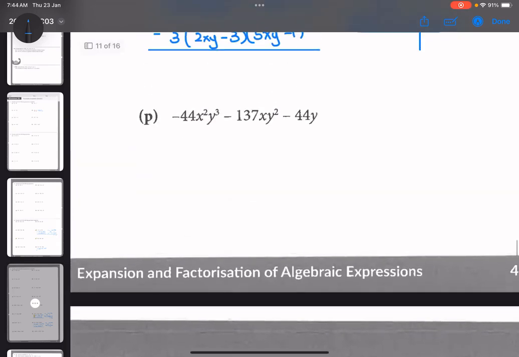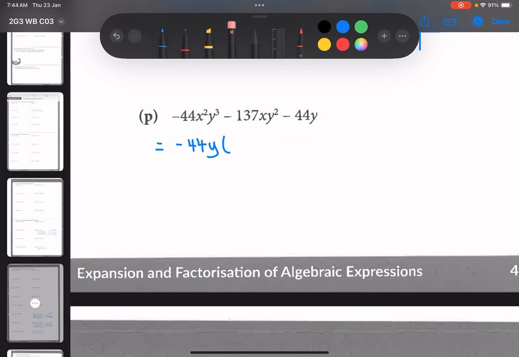Let me check. Yeah, take out 44. Take out negative 44. Take out negative 44y. Then you have an x squared plus 2x. Okay, yep, can. Sorry, forgot my y square. This one will be x squared y squared plus 2xy plus 1.